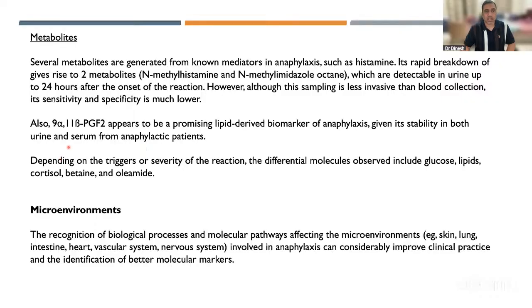Now, again, it has limited sensitivity and specificity, but again has a role. Another one is 9-alpha 11-beta PGF2, seen as a lipid-derived biomarker of anaphylaxis, and given its stability in both urine and serum, it can be used as a biomarker. Also, common molecules like glucose, lipids, cortisol, beta-endorphin, and oleamide are also found to increase, depending on the triggers of serotonin production.